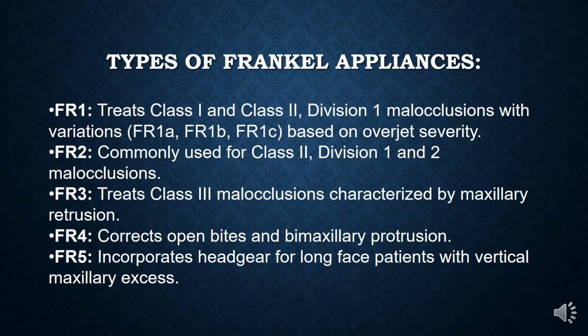There are 5 types of Frankel appliances. FR1 treats class 1 and class 2 division 1 malocclusions with variations like FR1A, FR1B, FR1C based on overjet severity. FR2 is commonly used for class 2 division 1 and 2 malocclusions. FR3 treats class 3 malocclusions characterized by maxillary retrusion. FR4 corrects open bites and bimaxillary protrusion. And FR5 incorporates headgear for long face patients with vertical maxillary excess.